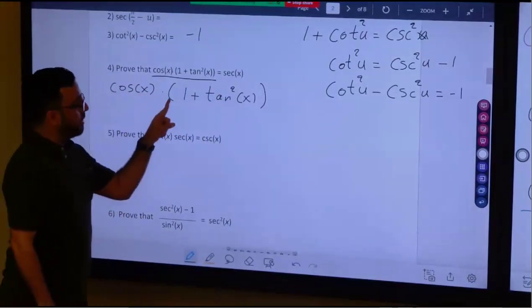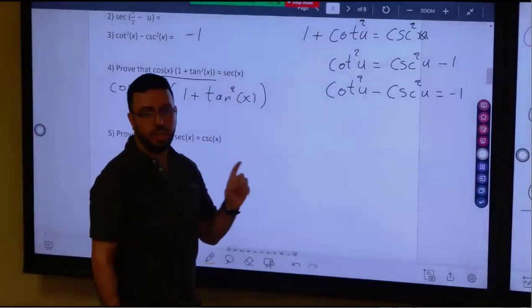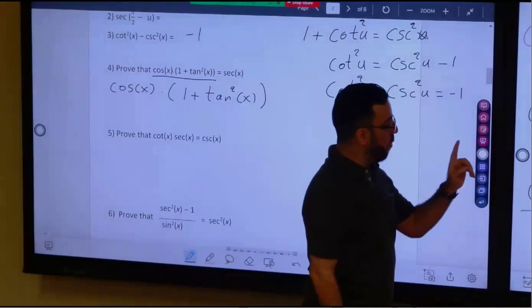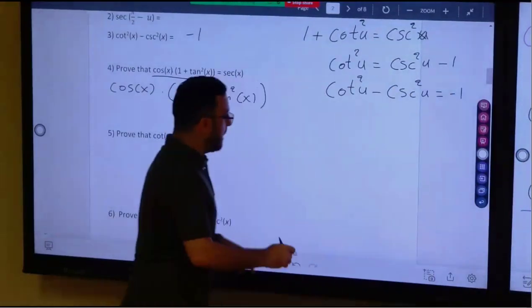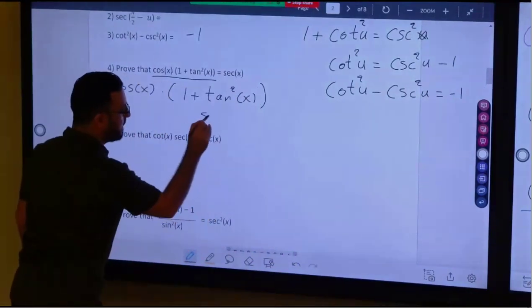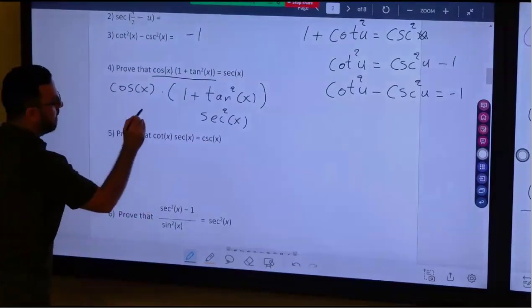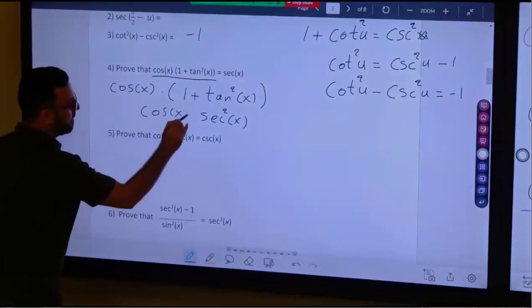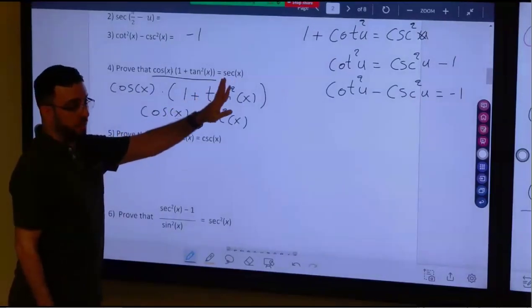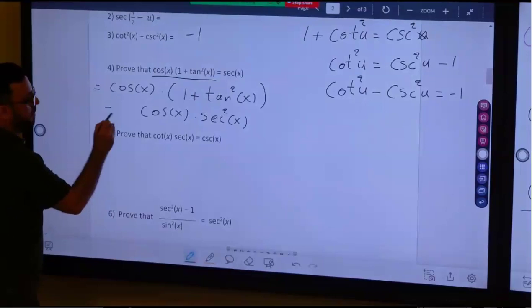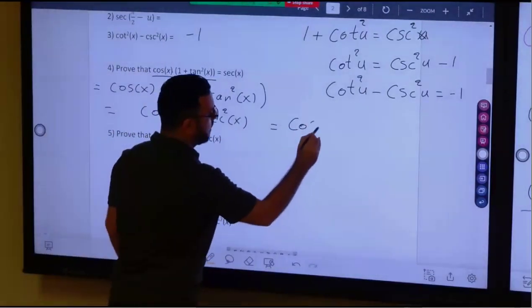Okay. Look at the identities. 1 plus tangent square x equals what? Secant squared x. That means this part is secant square x. And what do I have here? Cosine x. Did I get the second side? No. Until now, no. So what do I have to do? Keep going. Here's cosine x.